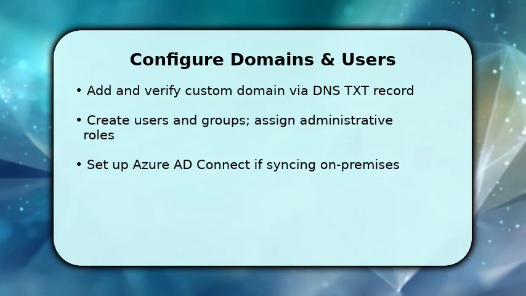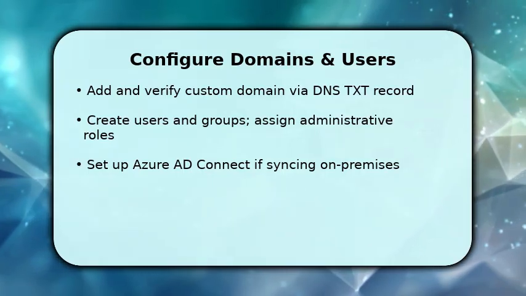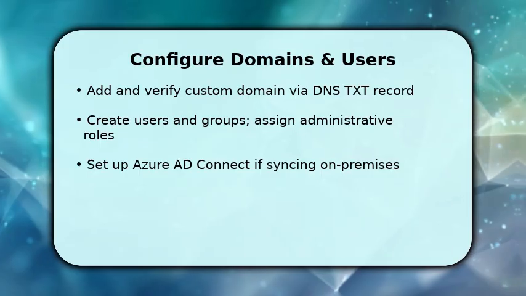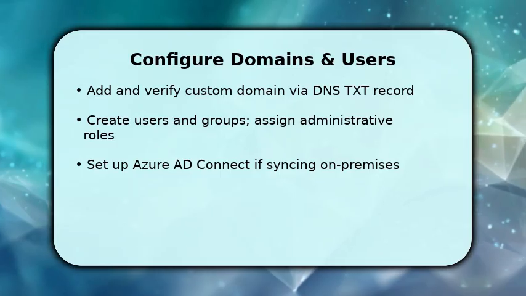Next, you add and verify your custom domain. Go to Custom Domain Names and add the DNS TXT record provided. Once DNS propagates, verify the domain so users can use company addresses.